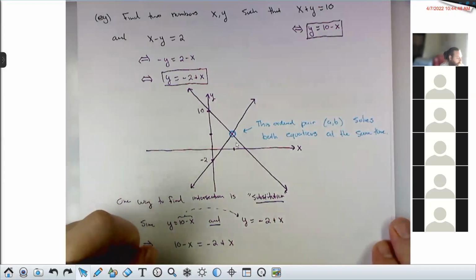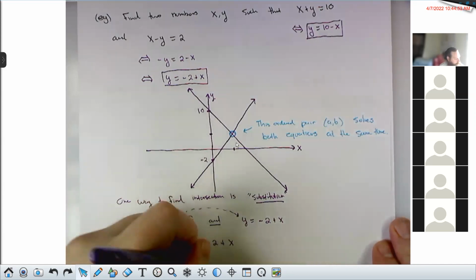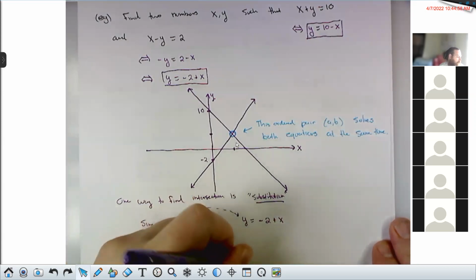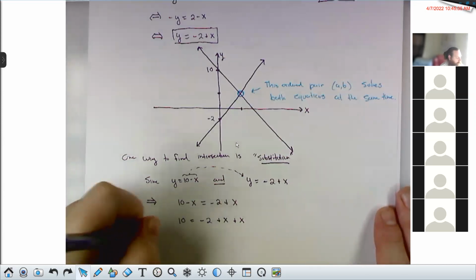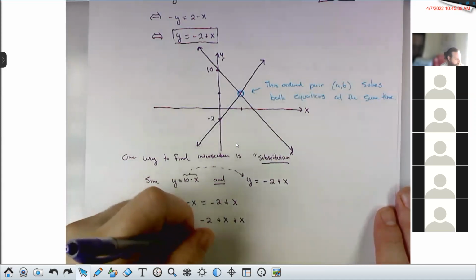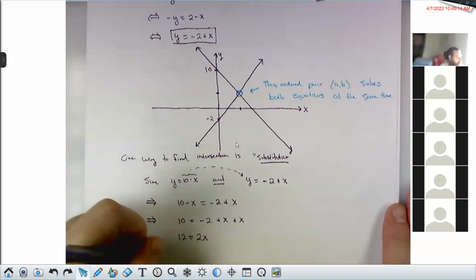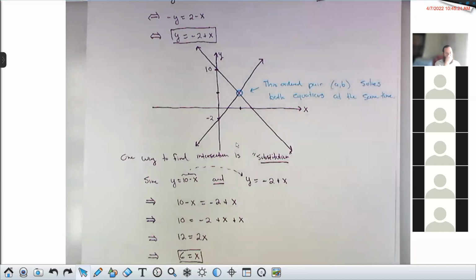I can add x to both sides, and add 2 to both sides, and x plus x is 2x. And then I can divide both sides by 2. So that x value is 6.